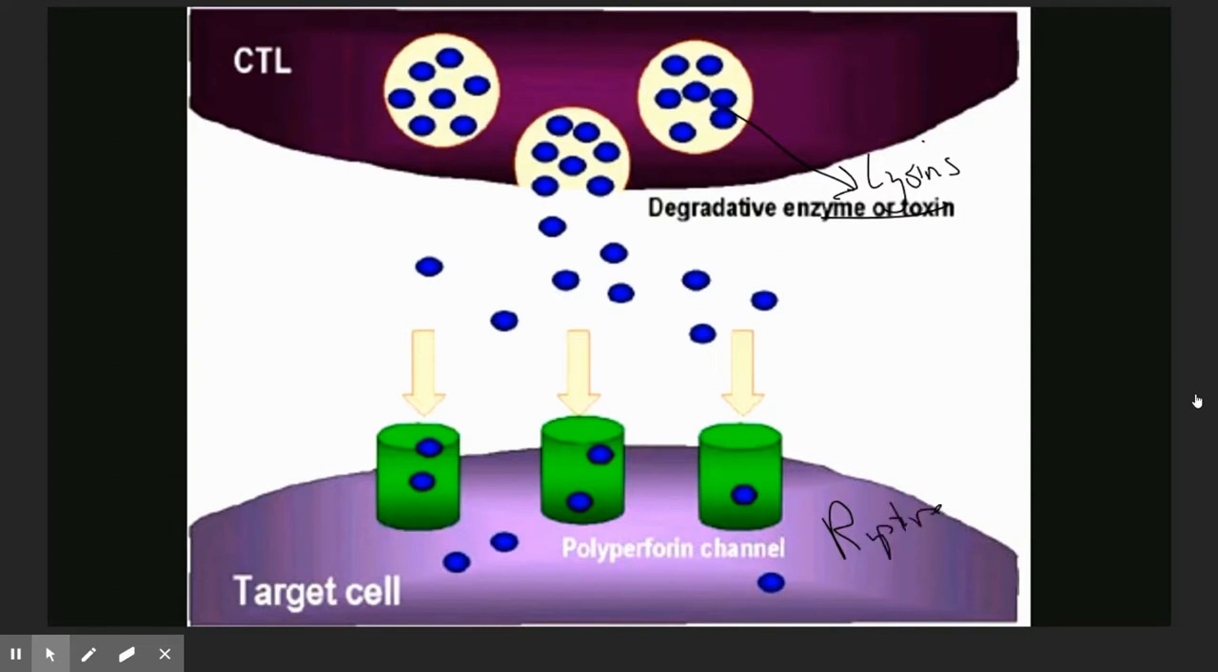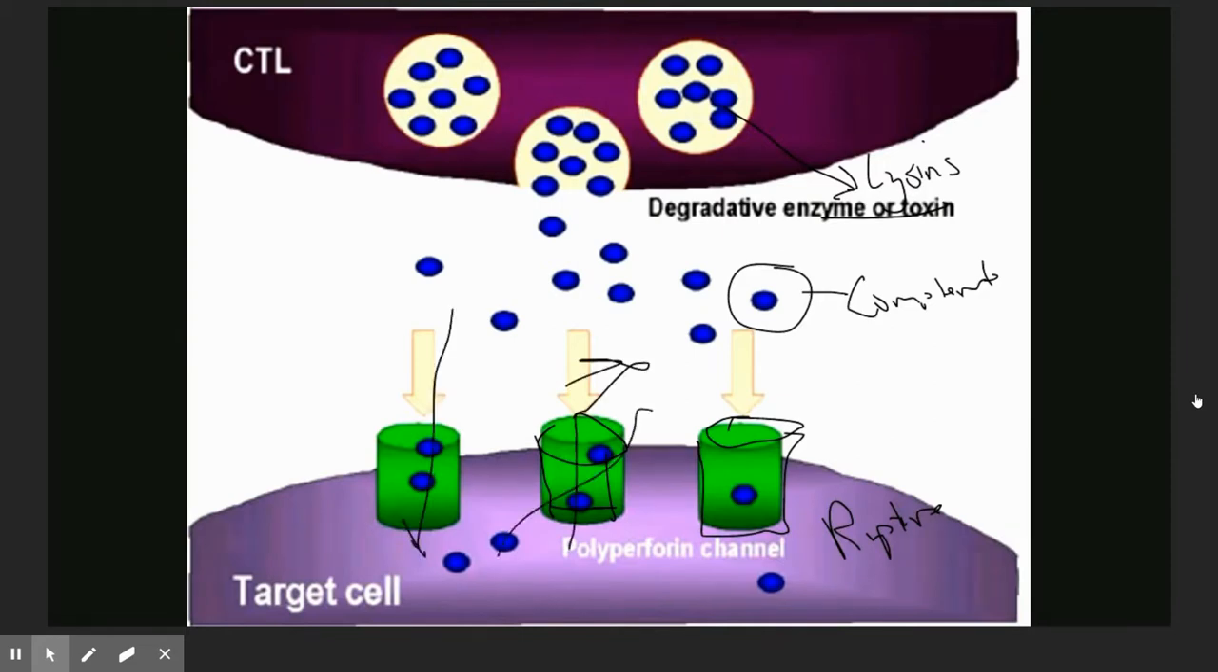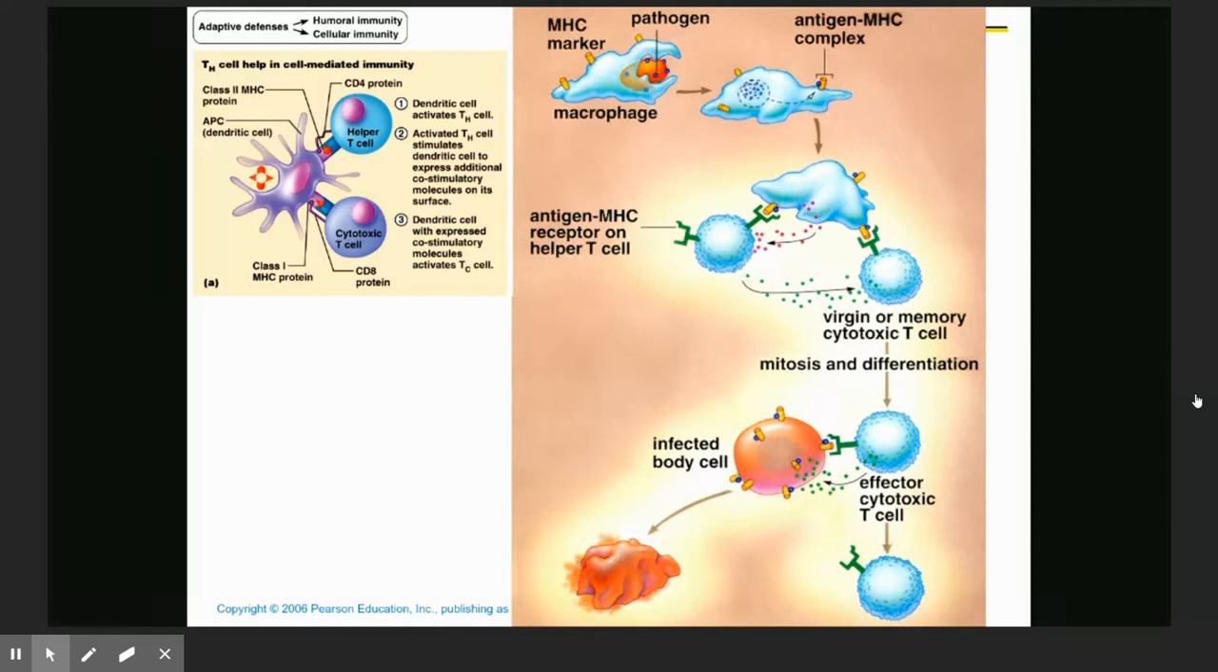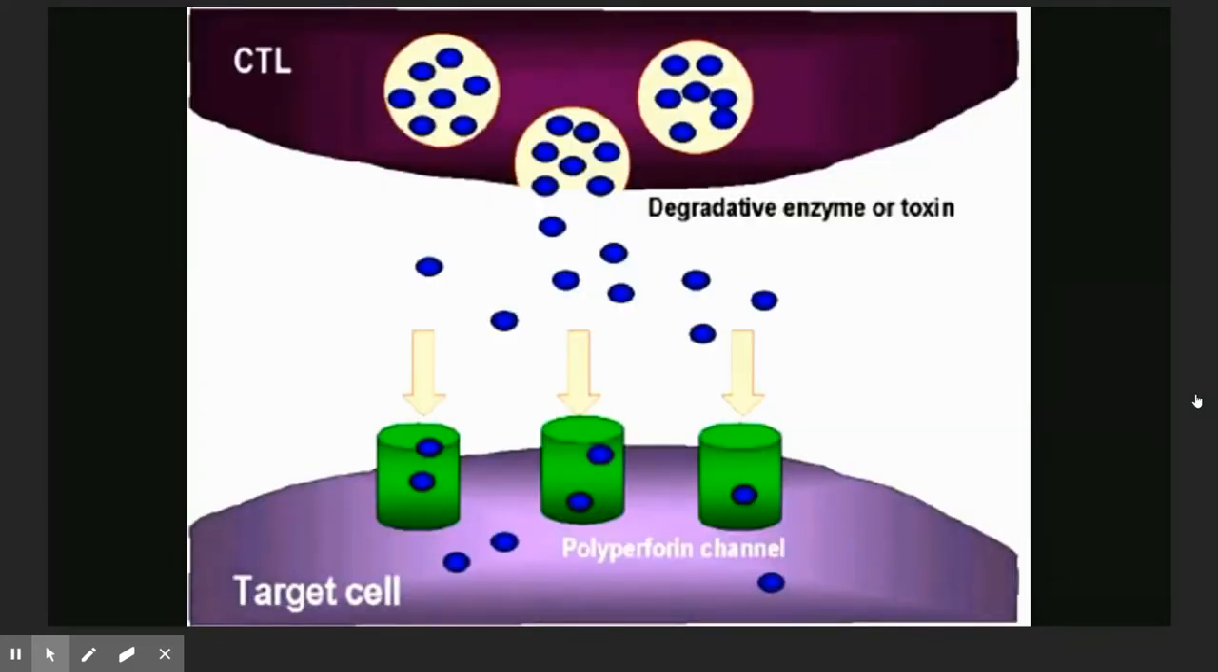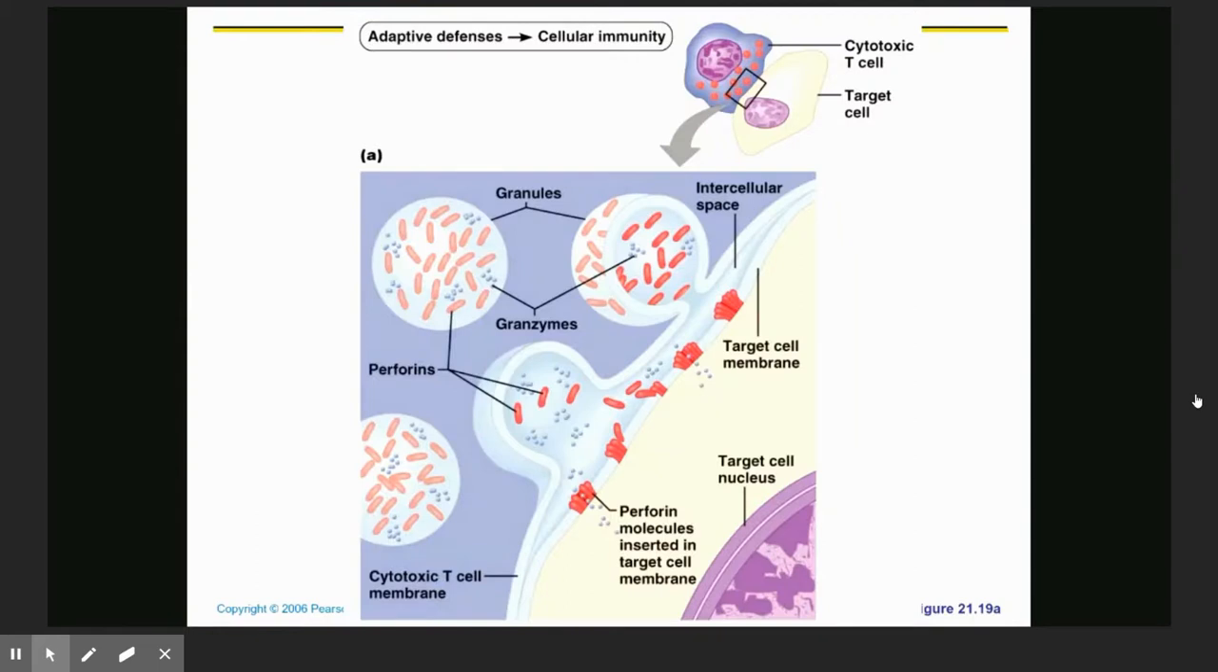Well, this is very similar to what we saw with complement, but it's a different protein. But it creates holes, pores. And what happens when you have all these pores is stuff goes in and stuff goes out. The cell dies. Any questions?